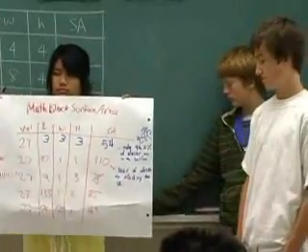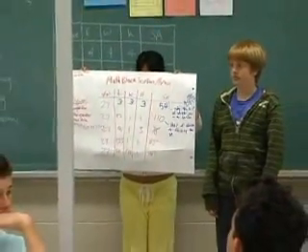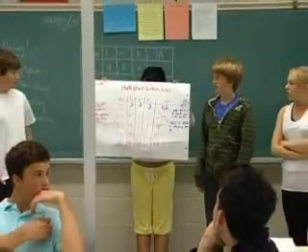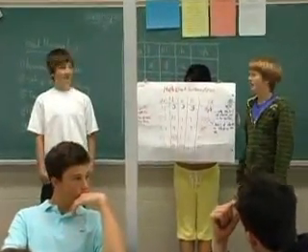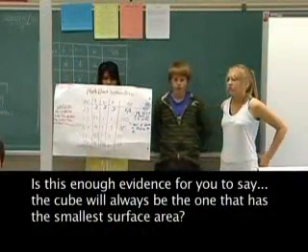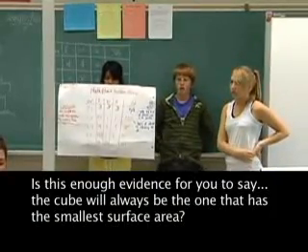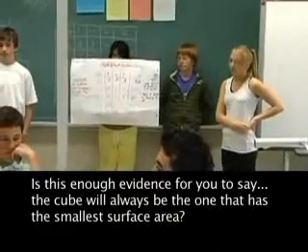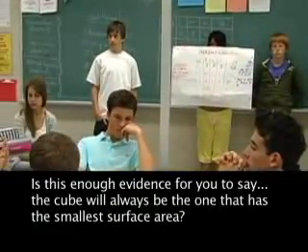Okay. Thank you, Dylan. And based upon that work that you've done, what conclusion has your group come to? The longer the length, the greater the surface area will be. Okay. From what you've seen from the first presentation and now the second presentation, are you convinced? Is this enough evidence for you to say, yes, Mr. Perry, in all cases, the cube will always be the one that has the smallest surface area?